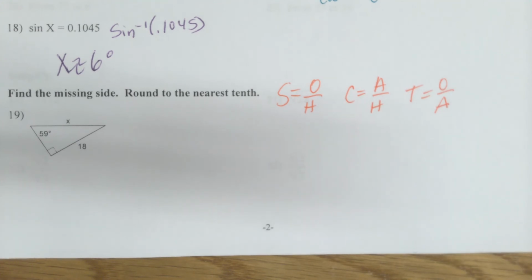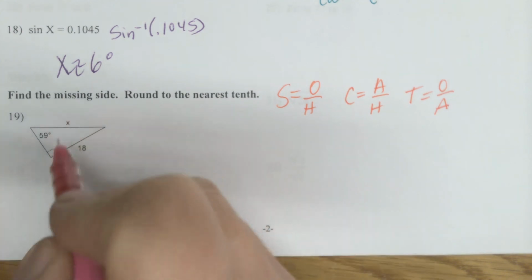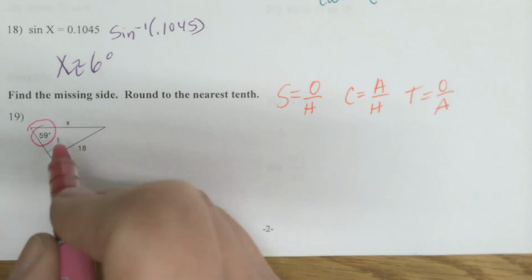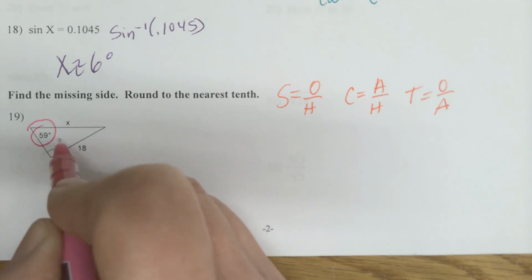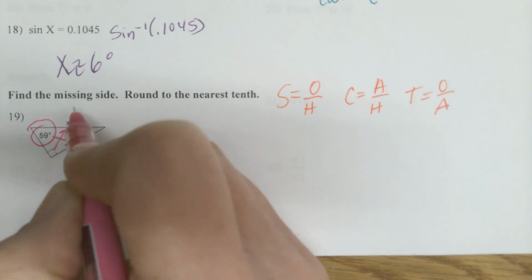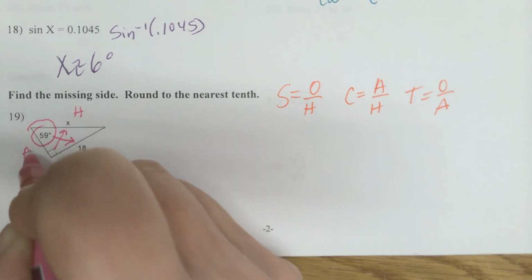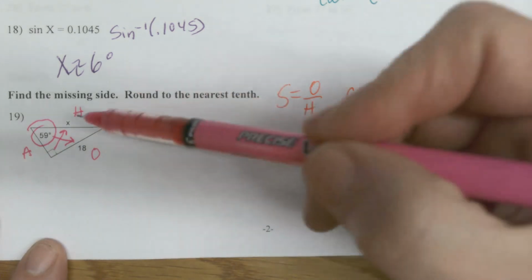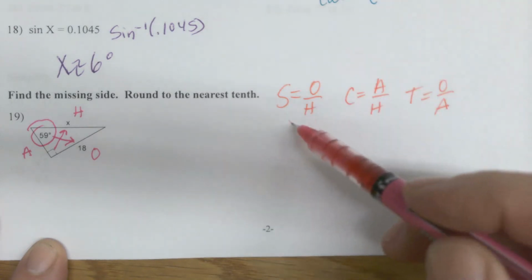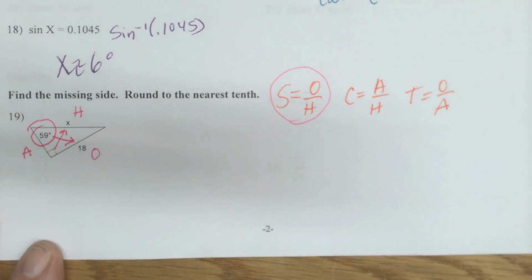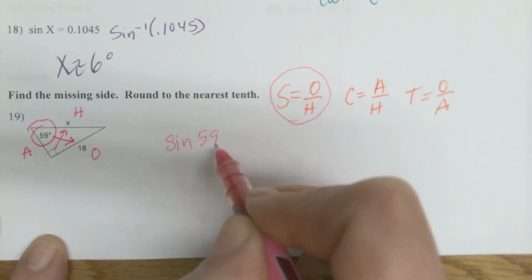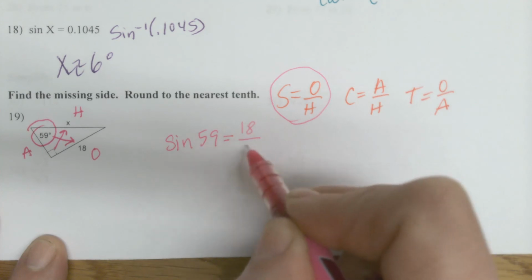All right, 19. I find the angle. I look at what I'm going to label the sides again. Across from the angle is the opposite. Across from the right angle is the hypotenuse. The other one that's left is the adjacent. The ones that are labeled here are opposite and hypotenuse, so I have to select the one that uses opposite and hypotenuse. So this is the sine of 59 equals 18 over x.